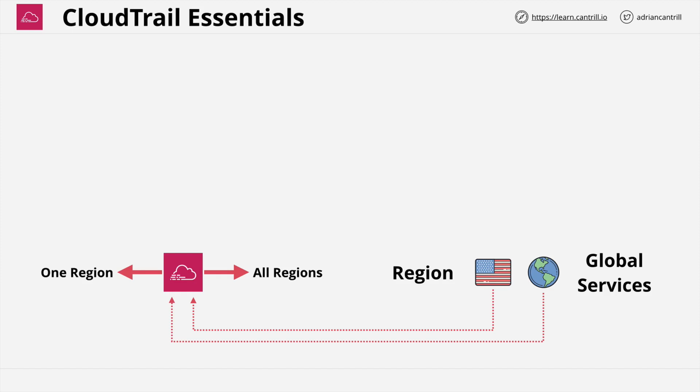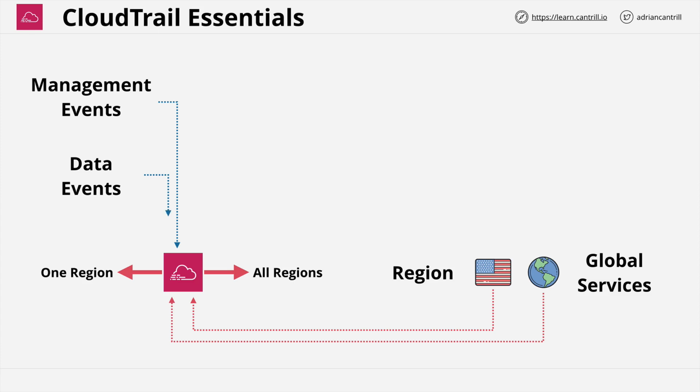Now, once you've got a trail created, management events and data events are all captured by the trail. And this is based on whether it's isolated to a region or set to all regions. But if we keep focused on an all region trail for now, then this trail is now capturing management events, and if we enable it, data events. So data events is not something that's generally enabled by default. It's something you have to explicitly set when you create a trail.